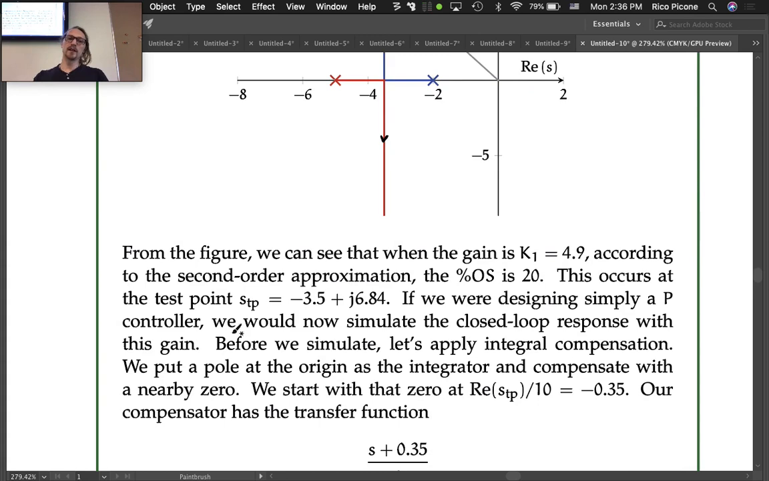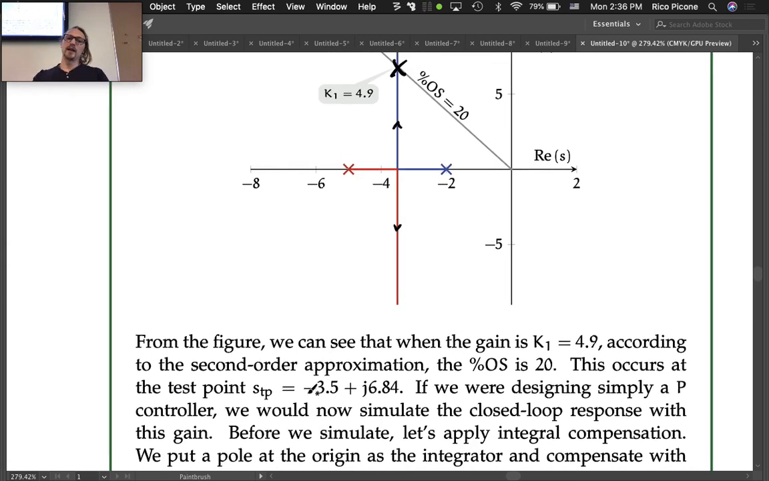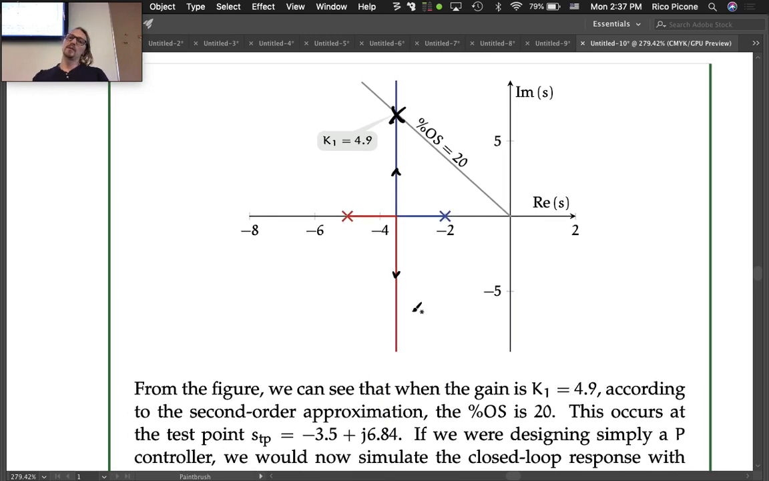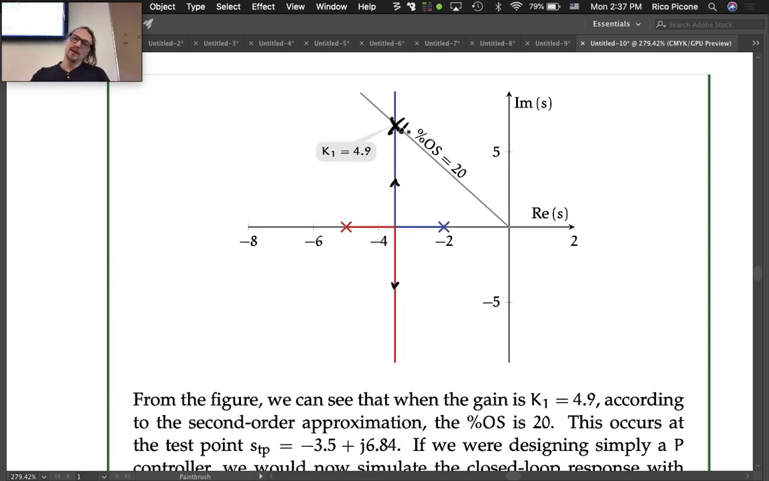So this occurs at a test point of -3.5 real part and j 6.84. So that's the coordinates of this point, -3.5 and 6.84 imaginary. So what we're going to do is put in an integral compensator now.